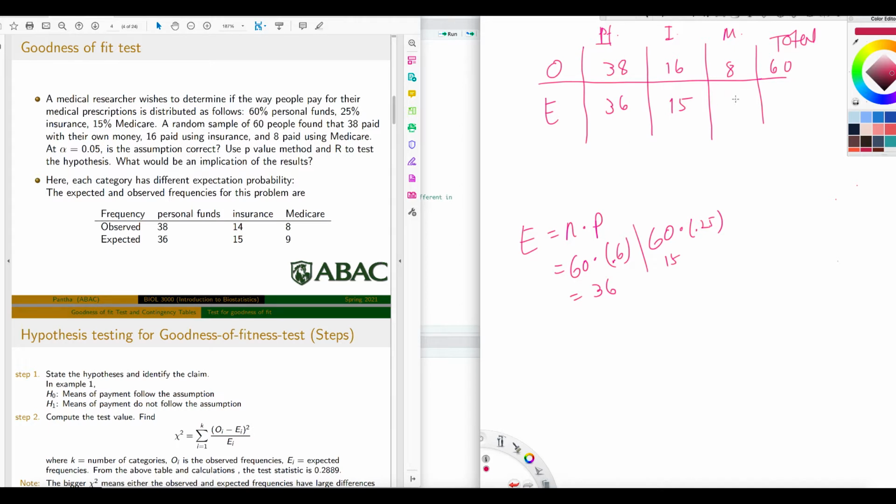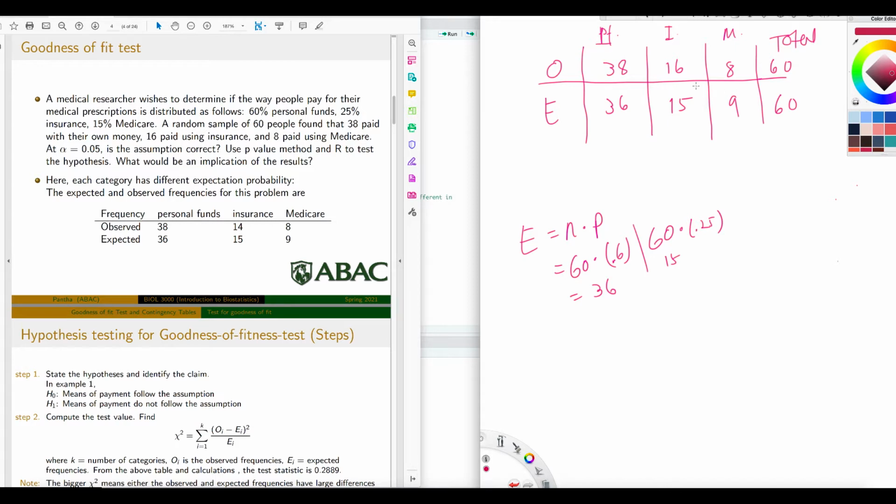Similarly, you will get 9 here. So what is the total here? 36 plus 15 is 51, plus 9 is 60, right? So if you get decimals, you can round up and down so that the total will be the same as the total observed. Okay, so the total is almost equal.